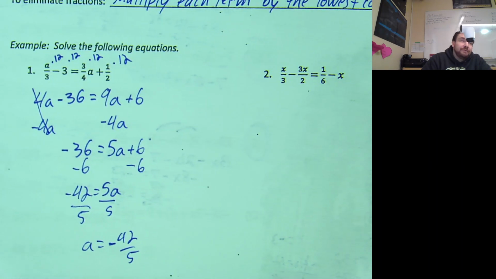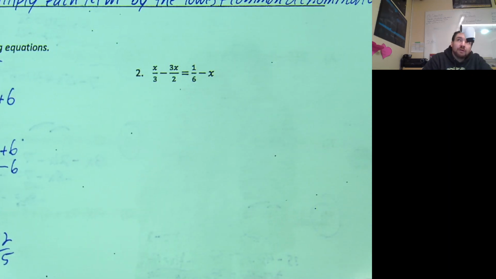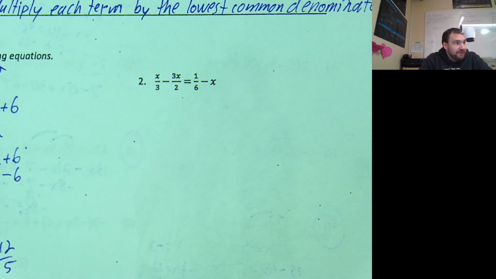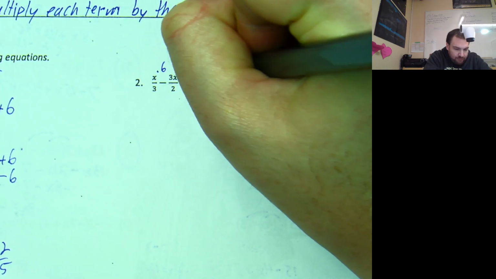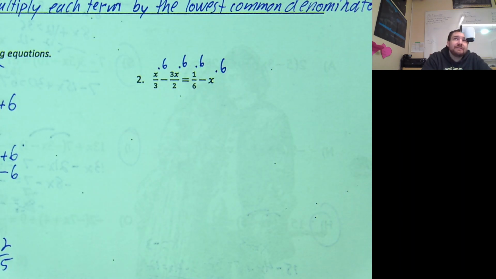Questions about anything we did? Cool, let's do it again. Number 2. What is the lowest common denominator of 3, 2, and 6? Because those are my fractions. The lowest is 6. Cool. So again, every term gets multiplied by 6. So then, what do I have?